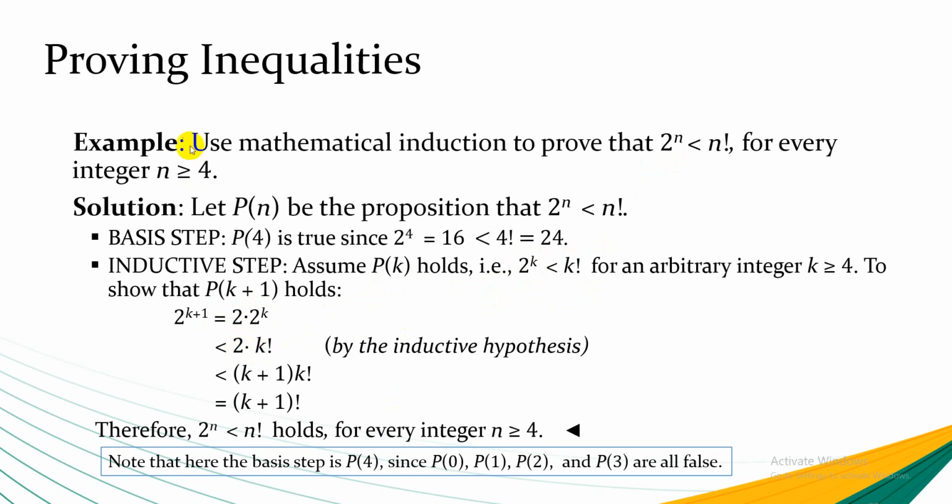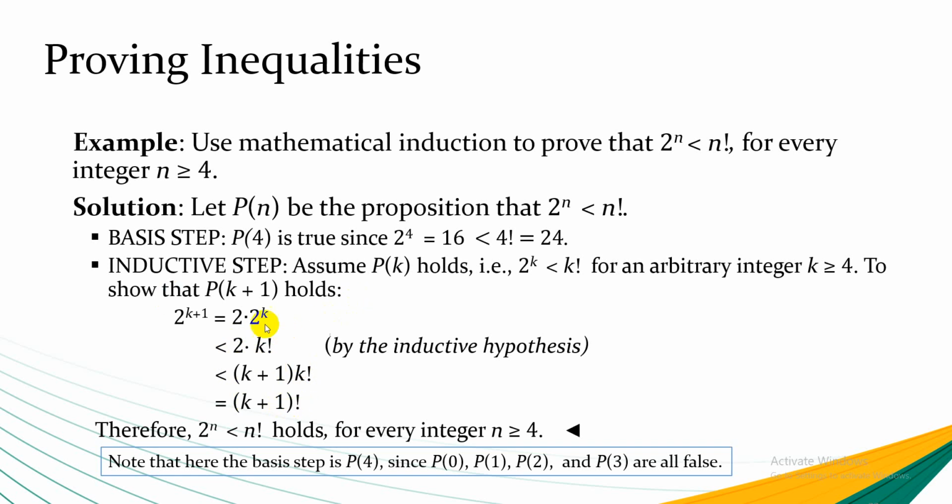And we know that for k greater than 4, 2 is less than k plus 1, right? Because if k is equal to 4, k plus 1 is equal to 5. If k is equal to 5, this is equal to 6. So this is always greater than 2. So this is less than k plus 1 times k factorial. And this is equal to what? This is equal to k plus 1 factorial.